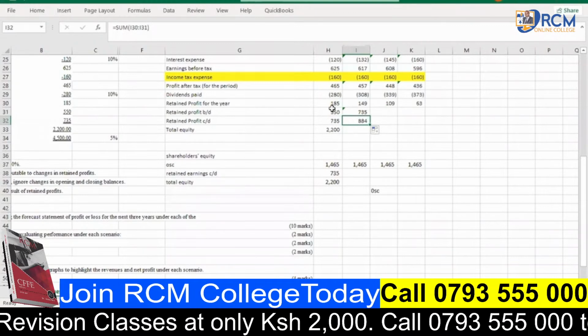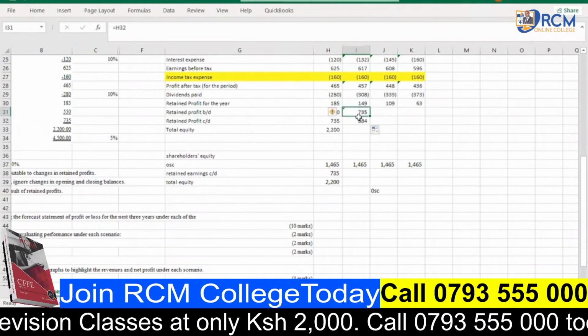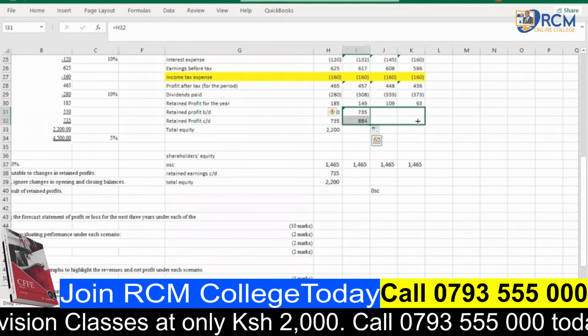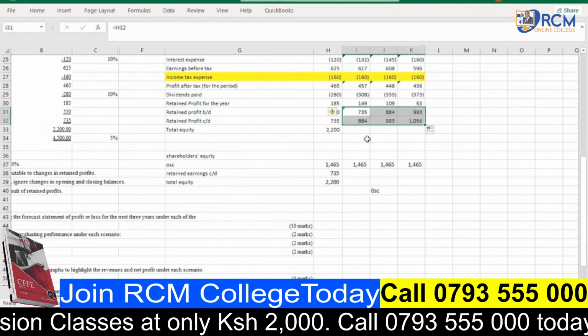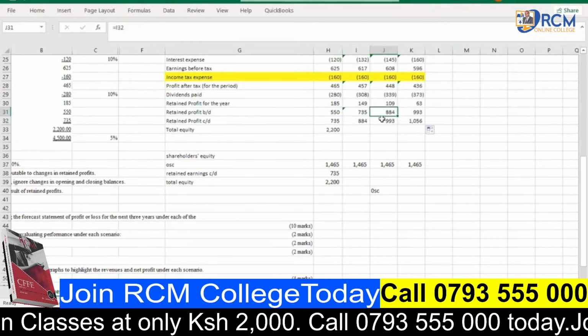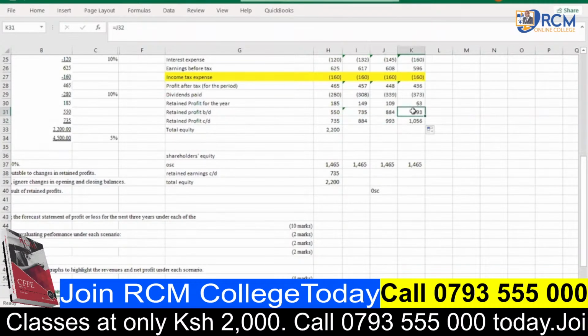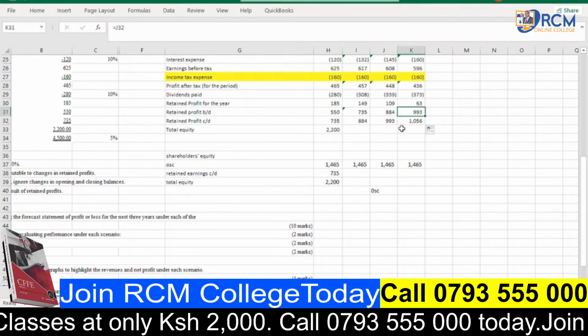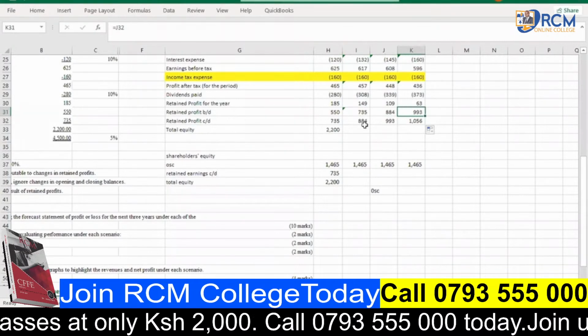Now that these things are the same, highlight this part here. Now autofill to the end. So you'll be able to see the lower one here, carried down becomes brought down. Carried down becomes brought down. Na hiyo kitu imeingiana hivyo.